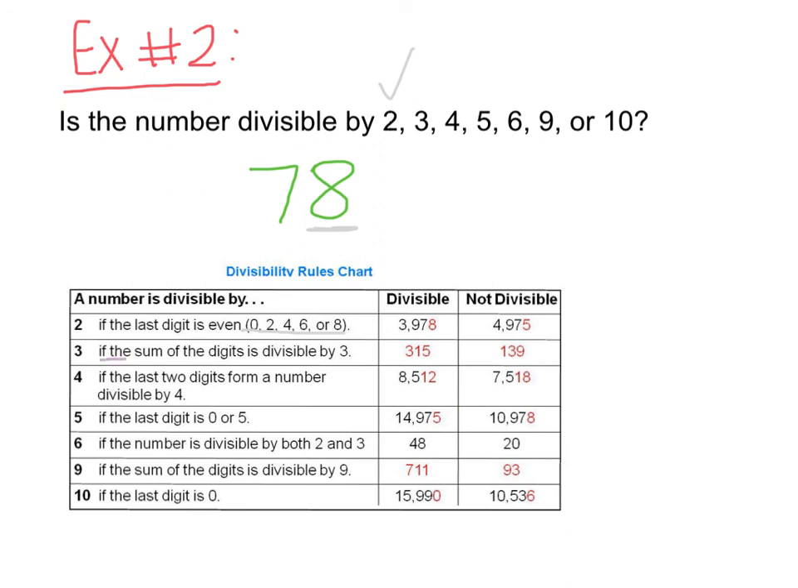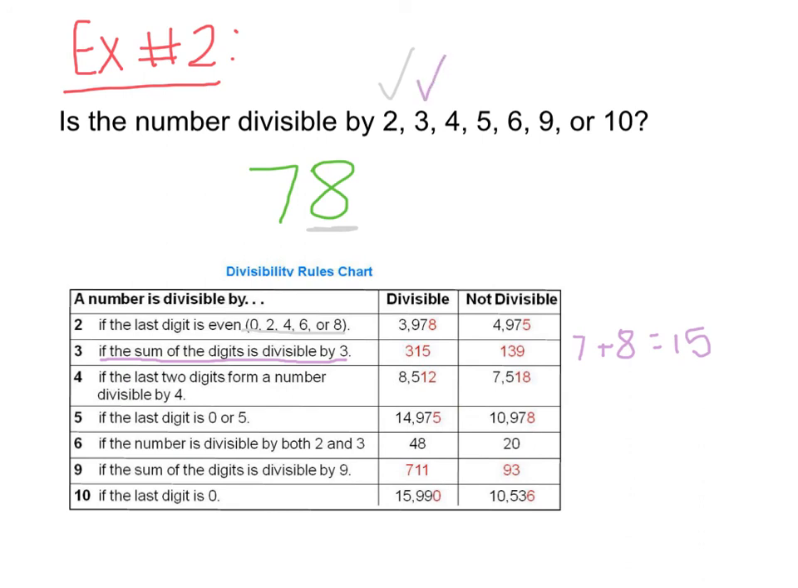3, if the sum of the digits is divisible by 3. So we have 7 and 8 as our digits. If we add those together, we get 15. And 15 is divisible by 3. 15 divided by 3 is 5. So yes.